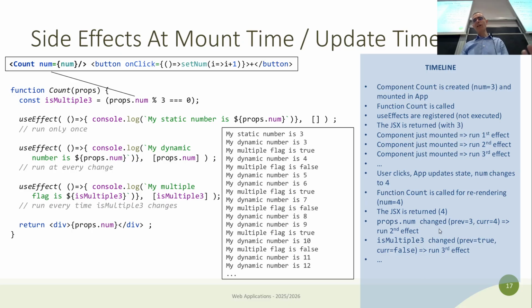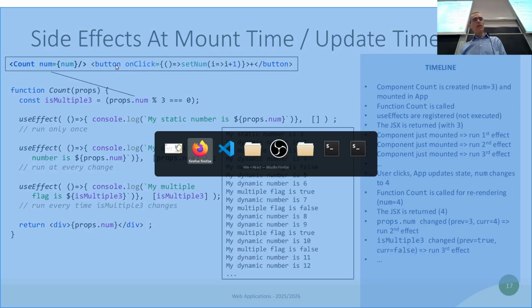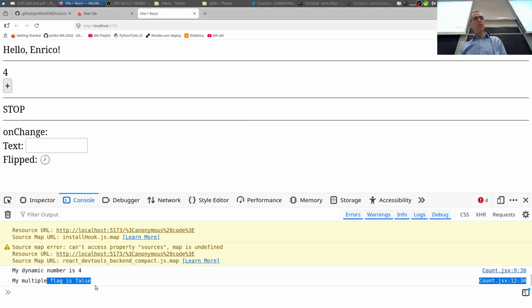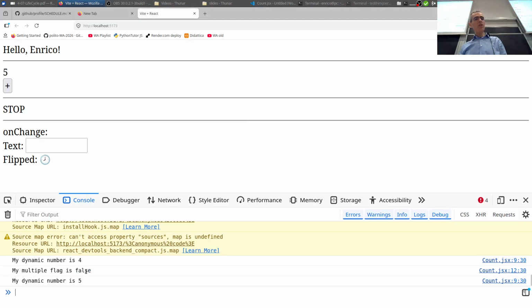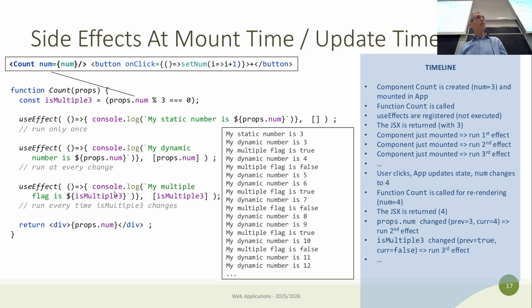So we say the effect. Actually, React runs the effect. Is multiple 3 changed? Previous was 3, current is 4, is false. So it runs the third effect, the third callback. Again, you remember, right? Multiple flag is false. Next time, the number has changed, but flag is false, it stays false, and so the callback is not called again. I didn't have enough space to put this case: the user clicks, goes to 5, and so on. Just the props num changes, but is multiple 3 stays the same Boolean value.